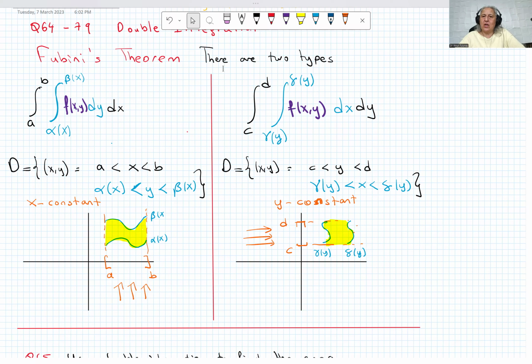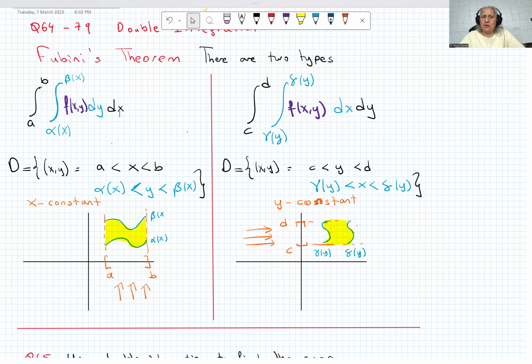Fubini's theorem, there are two types of integration. So here we have A and B. A and B range for the x. So in this situation, x will be the constant. And the range for the y is the lower curve will be alpha x and the upper curve will be beta x. So we can write this range as D, the domain consists of the pairs of x and y, where x ranges from A to B, and y ranges from alpha x to beta x.